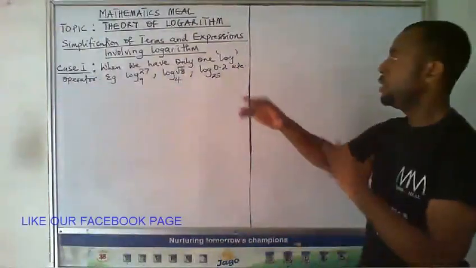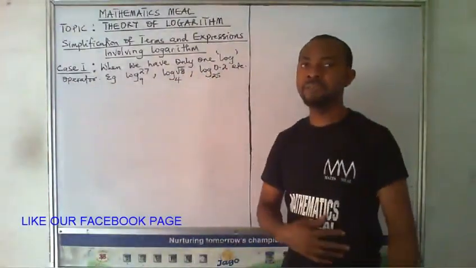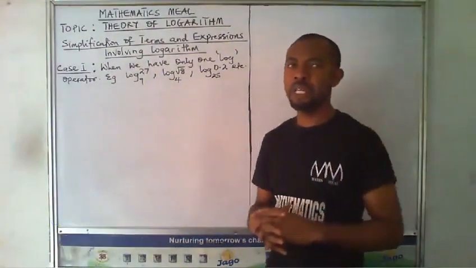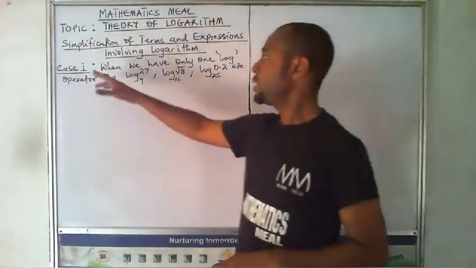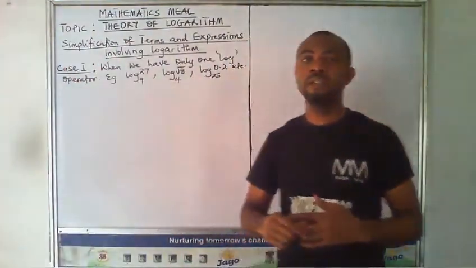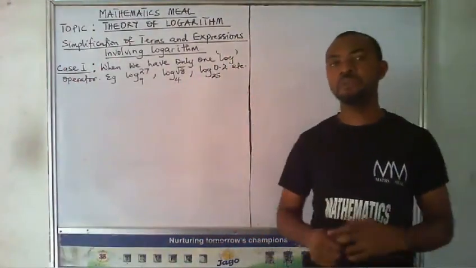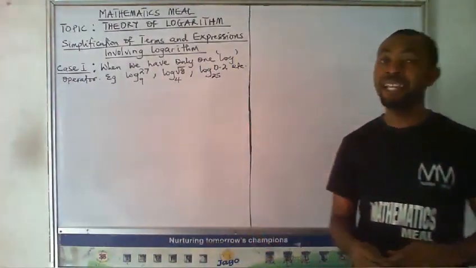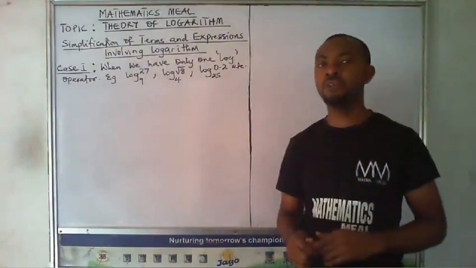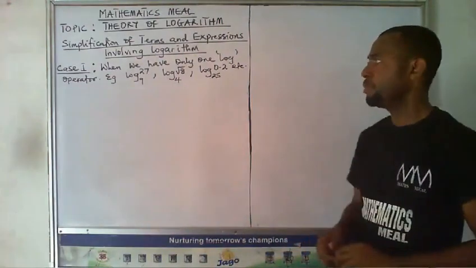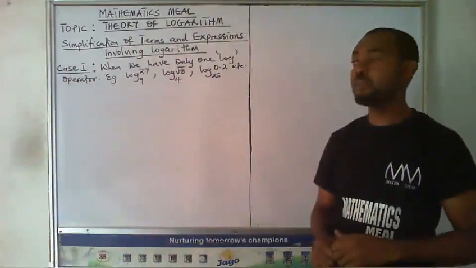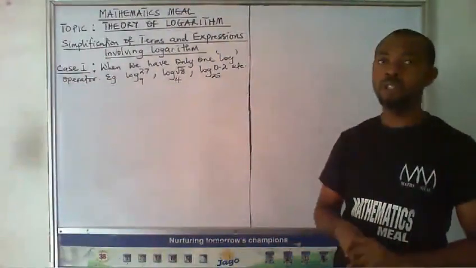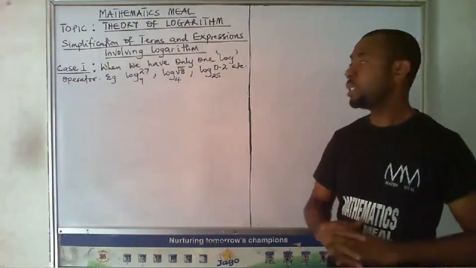In the last video, we looked at the different cases in simplification of terms and expressions involving logarithm, and we said we have the first case, which is the case when we have just one log operator. We talked about the second case when we have many log operators, and then we talked about the last case, which is division of logarithm. So the first case that we're going to solve problems on is the case when we have just one log operator.